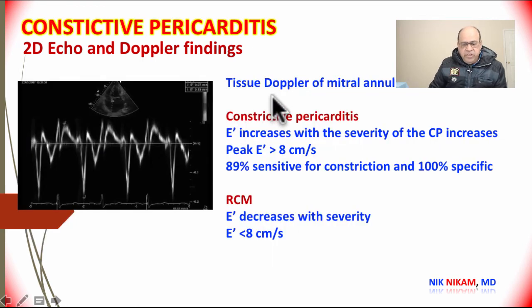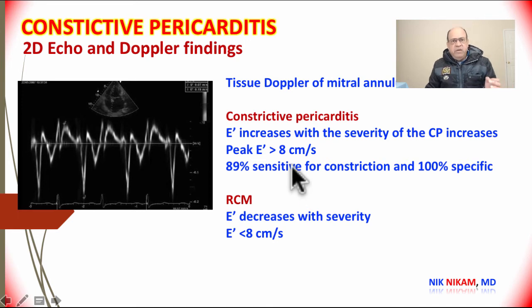Now let's talk about tissue Doppler findings coming from the mitral annulus. In patients with constrictive pericarditis, the E prime increases with the severity of the constrictive pericarditis. The peak E prime could be greater than 8 centimeters per second. And similarly, the atrial contribution becomes less and less prominent because of significantly reduced inflow during atrial contribution. This E prime velocity of greater than 8 centimeters per second is 89% sensitive for constriction and 100% specific.